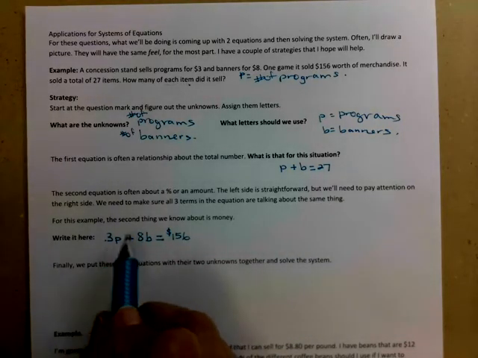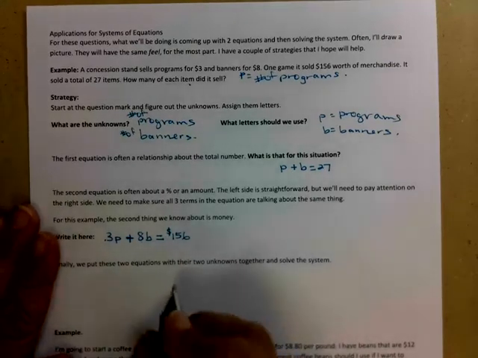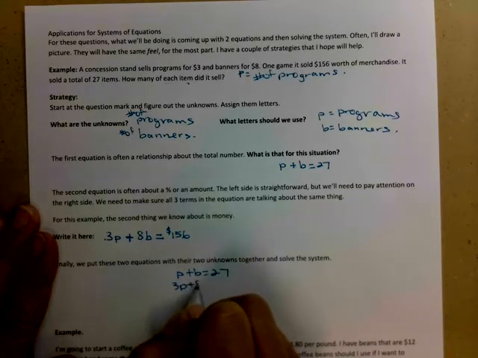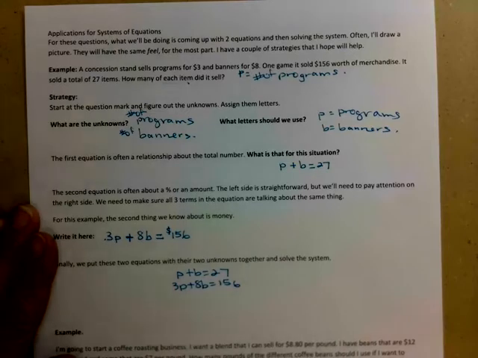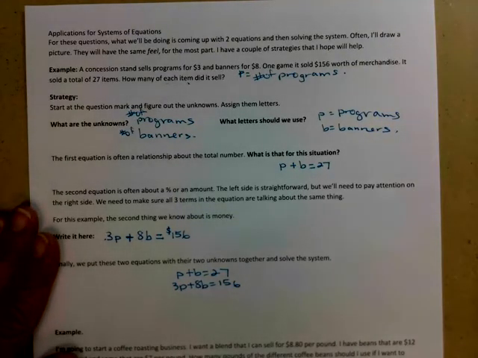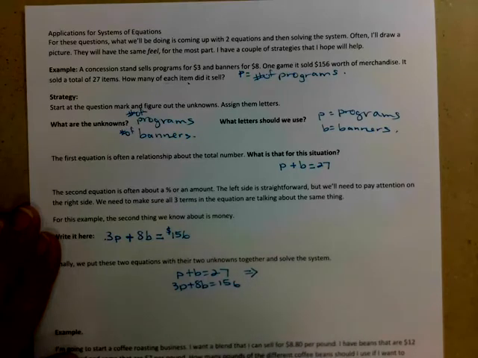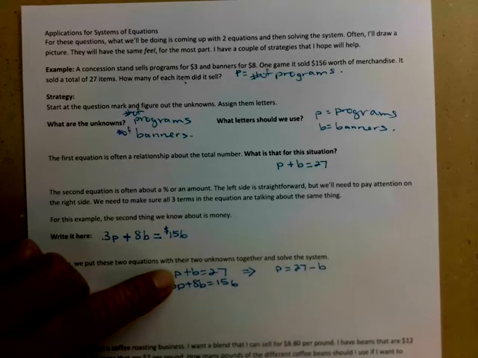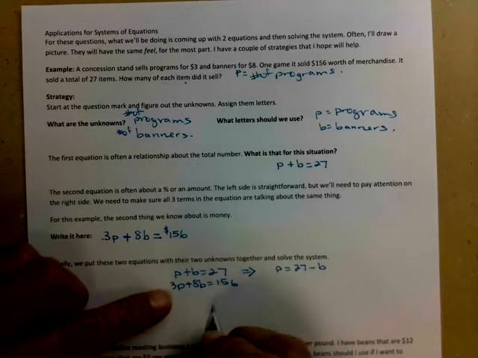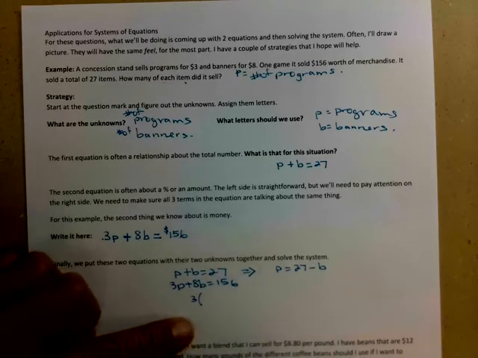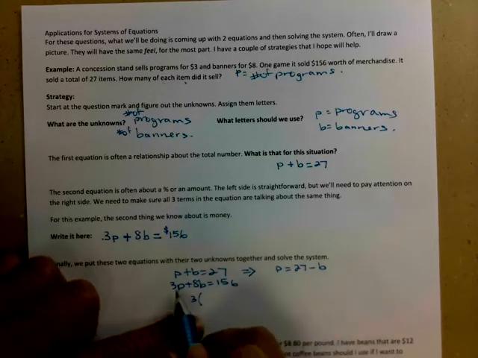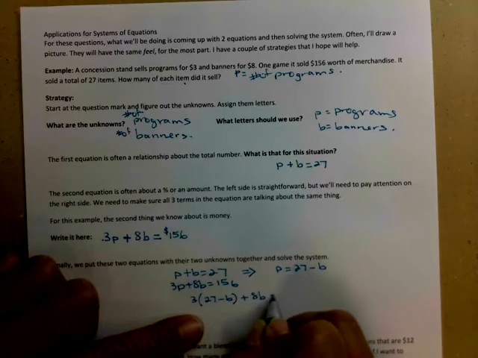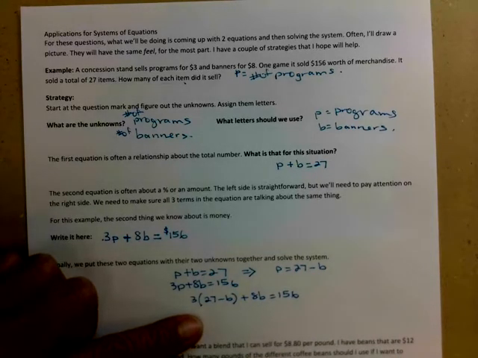Now we are going to take these 2 equations, put them together, and solve our system. So P plus B is 27, and 3P plus 8B is 156. I think I'm going to do substitution. So I'm going to take my top equation and solve it for P. So P equals 27 minus B. Substitute that into the second equation. I'm going to use a calculator because those numbers are going to get big here. So 3 times P, which is 27 minus B, plus 8B equals 156.